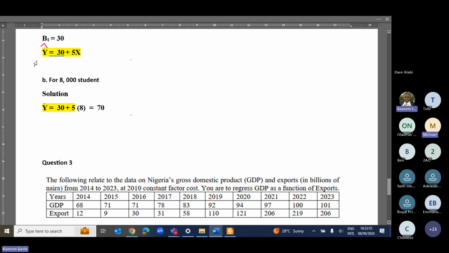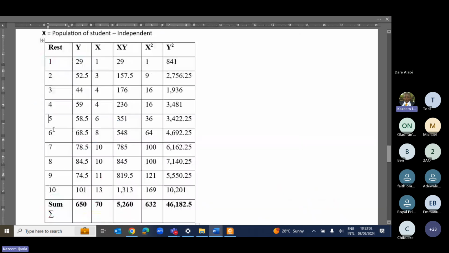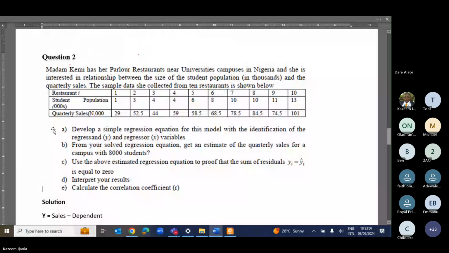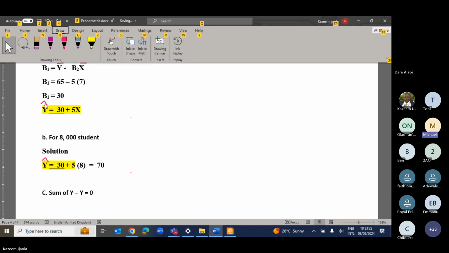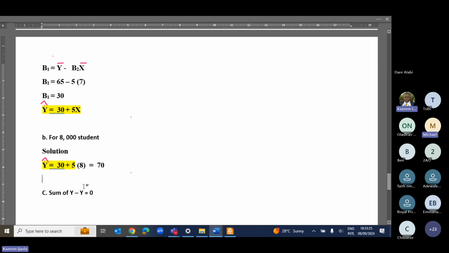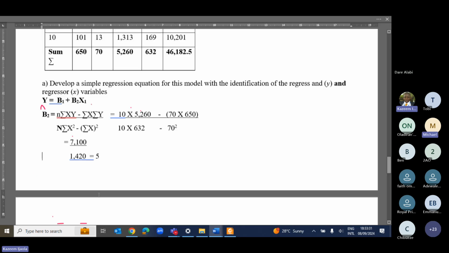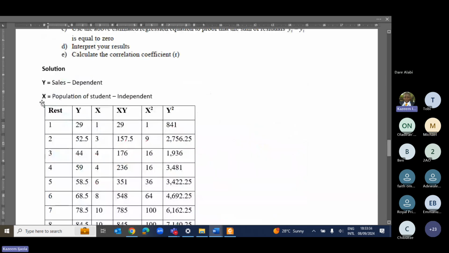Then C, use the above estimate to prove that the sum of y minus y cap is equal to 0. In case you did not get the first one we did, this is an opportunity for you. They said we should prove it. Y cap is the estimate, and ordinary y is the actual value. So y cap is used for the sample, ordinary y is your population. So note that. Let's do it together.